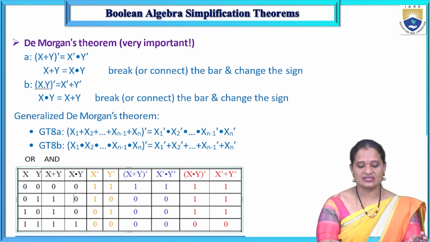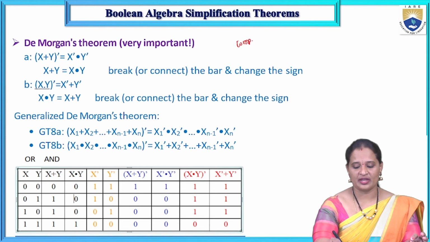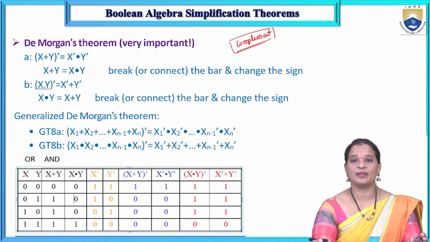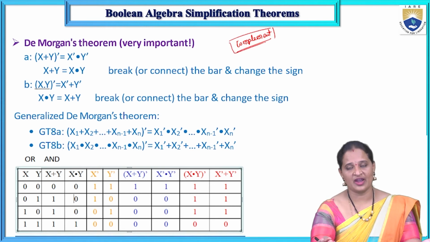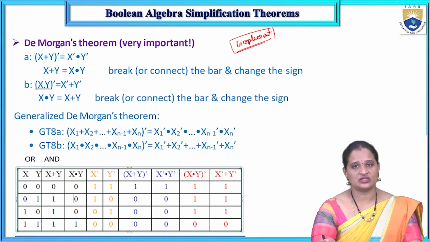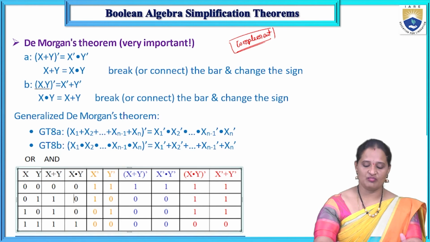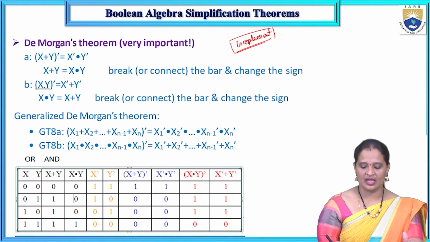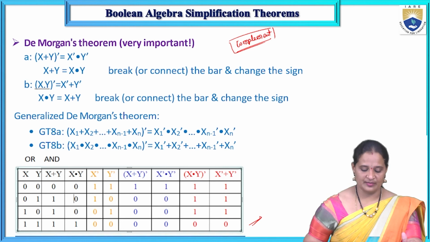De Morgan's law states that it is mainly used to find the complement of a Boolean expression. How can we find the complement of a Boolean expression? By changing the plus to dot and dot to plus operator, complementing the variables, and changing 1s to 0s and 0s to 1s, we get the complement. So this is the De Morgan's law statement, and these are the proofs. We are proving this again by using the truth table here.